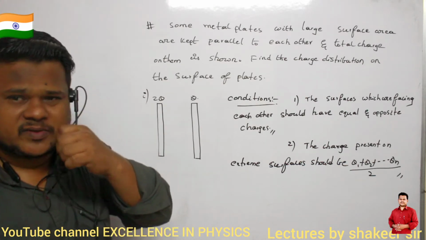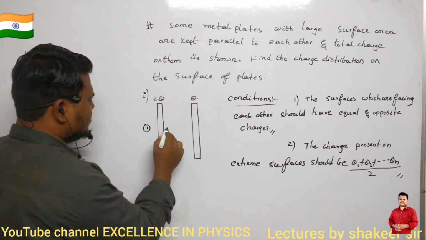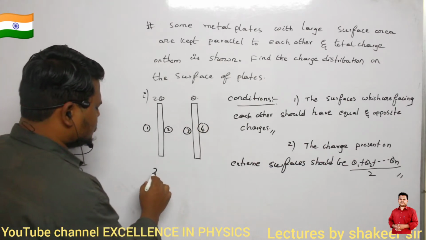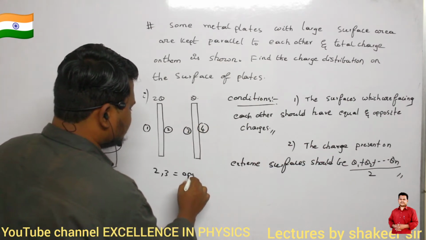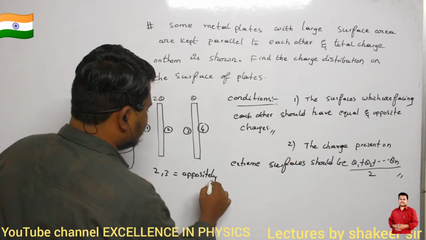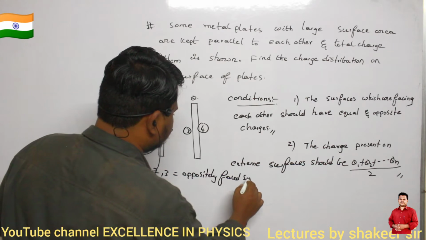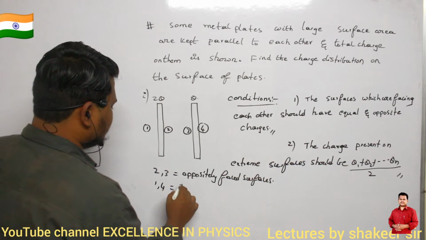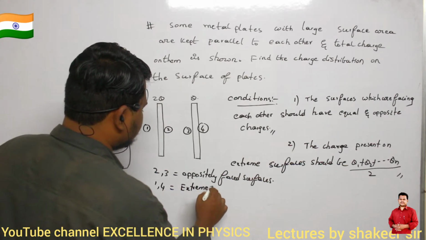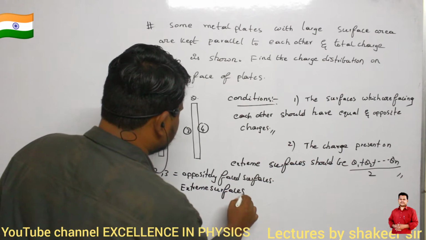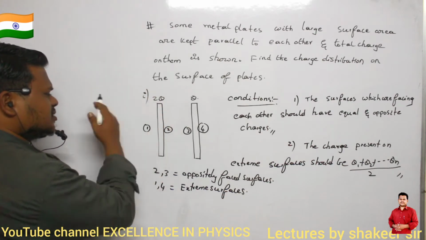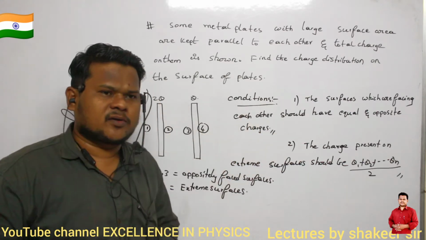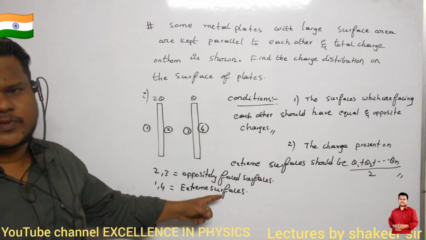What is meant by extreme surfaces? If this is surface number 1, surface number 2, surface number 3, and surface number 4, then 2 and 3 are oppositely facing surfaces. Similarly, 1 and 4 are extreme surfaces. Extreme surface means this side is present on the extreme end of the combination, and this fourth surface is also present on the extreme end of the combination. So these are the 2 rules which you must remember.